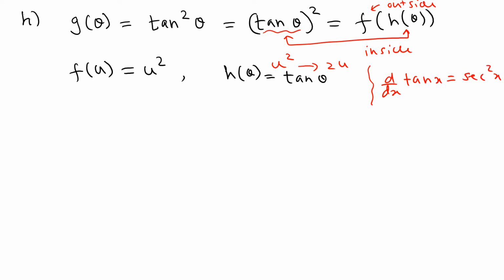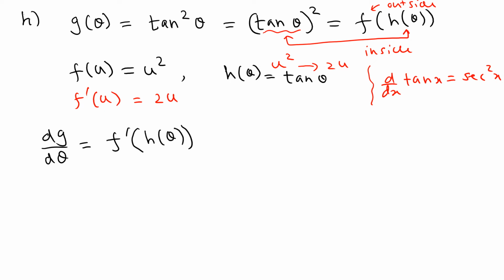If you are not familiar with the derivative of tangent, the derivatives of trigonometric functions, you can look at the video about derivatives of trigonometric functions, and you can see the link in the description. Okay. So now we simply do a mental calculation, the derivative of f is simply 2u. So now let's try the formula. So the formula is dg over d theta is the derivative of the outside function evaluated at the inside function, times the derivative of the inside function.